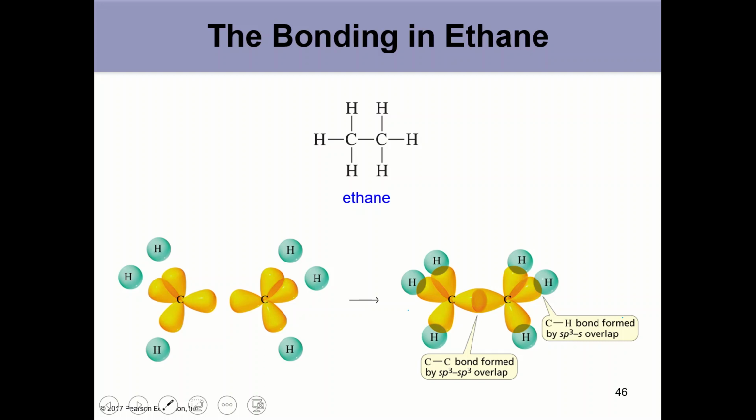So we have here 2 carbons that are both sp3 hybridized, and they have an sp3 to s bond. And whenever a carbon has sp3 orbitals, then the electron domain geometry is tetrahedral and the molecular geometry is tetrahedral.